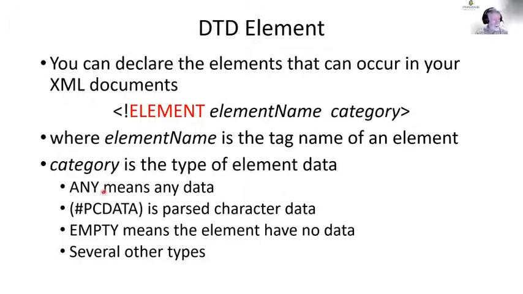That's pretty clear. Pound, parentheses, pound PCDATA, right? Parentheses says it's going to be parsed character data. That means there may be further elements, further children. EMPTY means there's going to be nothing. This tag can't have anything inside. And there are several other types that I won't go into. One of them is you can specify a list of possible values. I'll show you an example here.